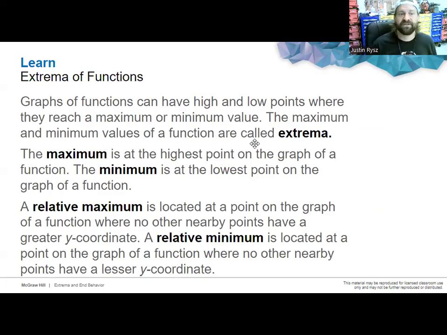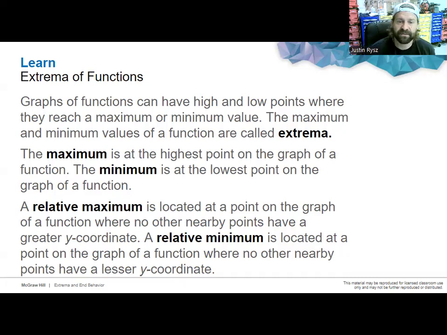Okay, so here are some definitions for you. The graphs of functions can have high or low points where they reach a maximum or minimum value. The maximum and minimum values of a function are called extrema. The maximum is at the highest point of the graph of a function, and the minimum is the lowest point of the graph of the function.